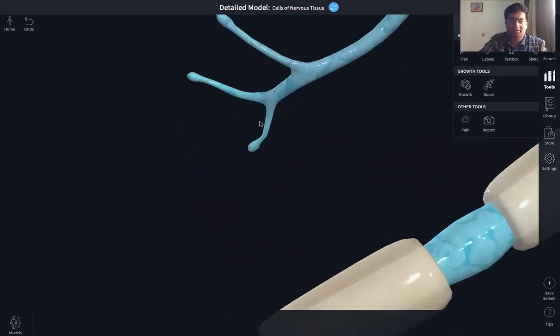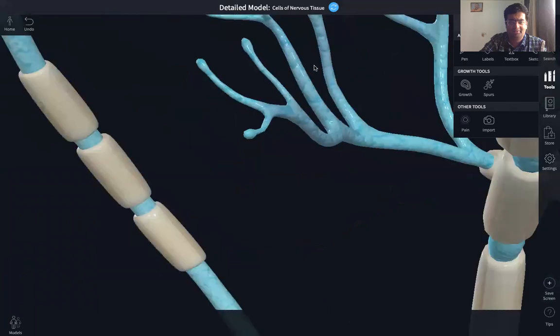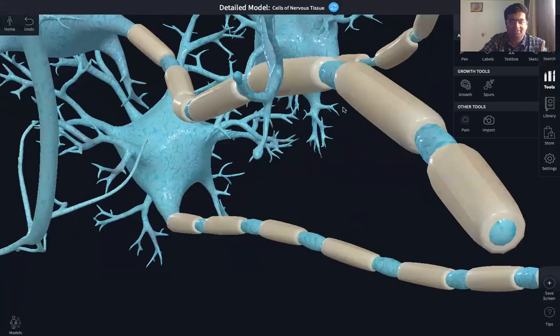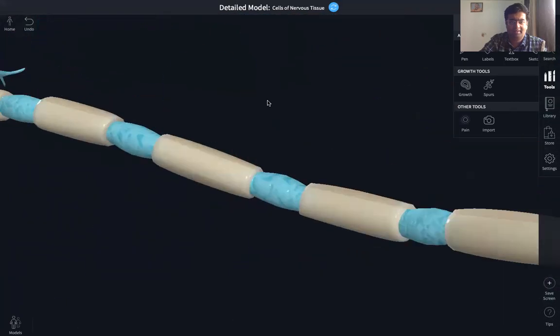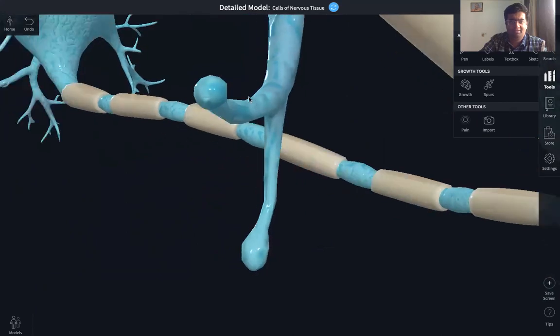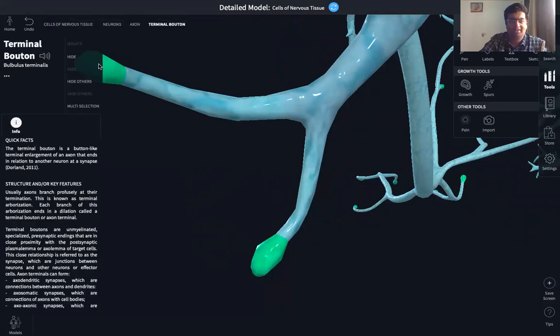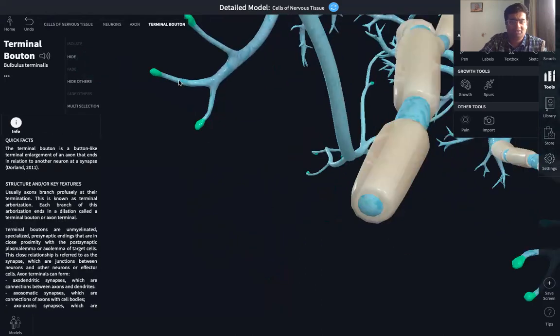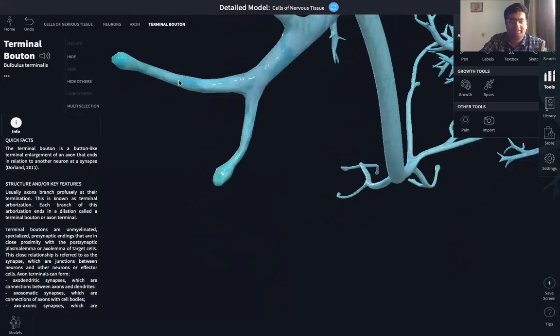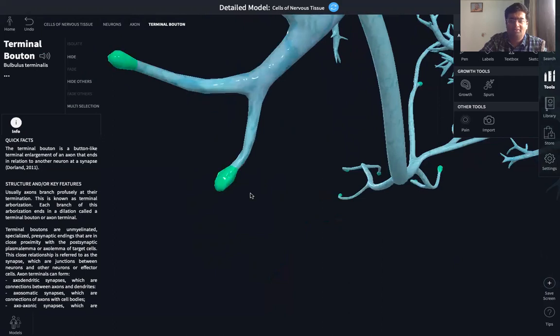And these swollen terminals, or the swollen knobs, I'll just highlight them here. I'll just turn this so you can see it. You can see the knob-like structure at the end. So these knobs are basically called the terminal buttons also. They are the ones that are storing the chemical called the neurotransmitter, which is responsible for the release of these chemicals at the time of transmission of the impulse from one neuron to the next.